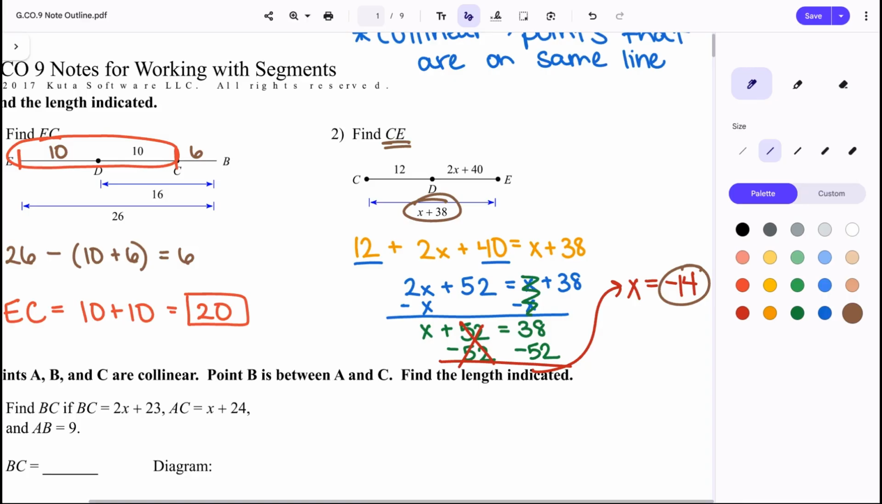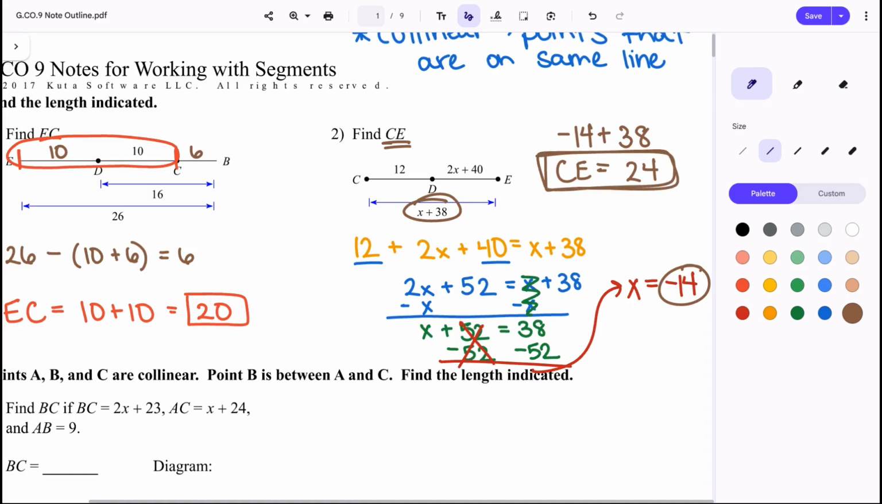You could plug it into this 2x plus 40 and then add that with the 12, because you could take those two smaller pieces and put them together. The other option would be to plug it into the bottom, since you know that x plus 38 represents the entire segment. And so if you do that, it would be negative 14 plus 38, which would leave you with 24. So that's CE. That's your final answer.